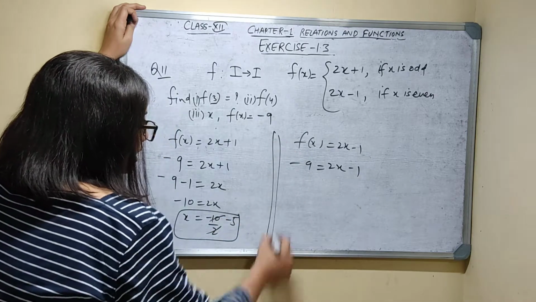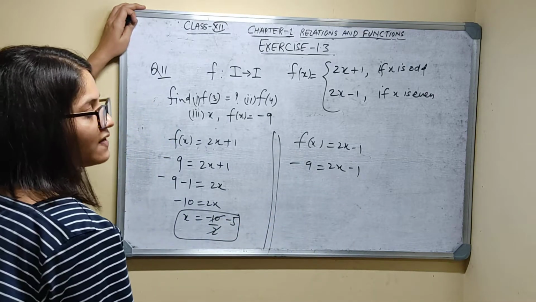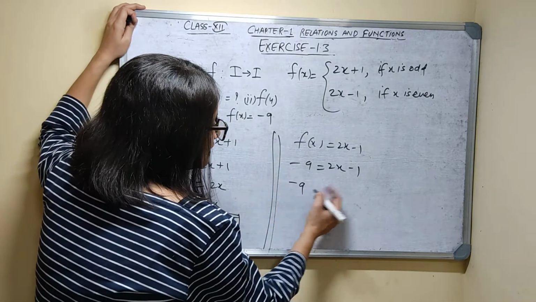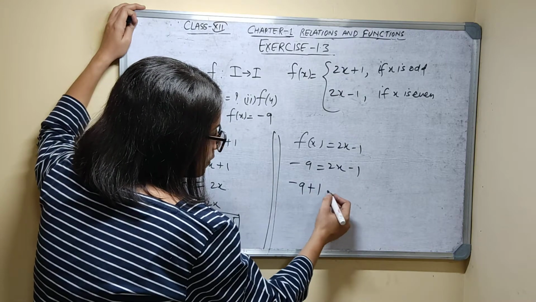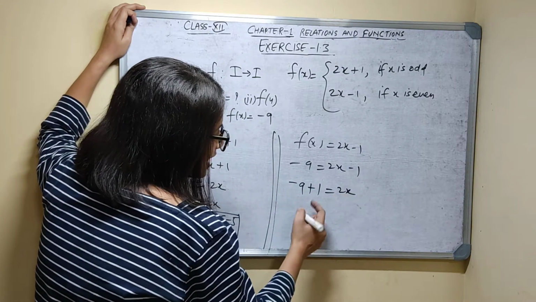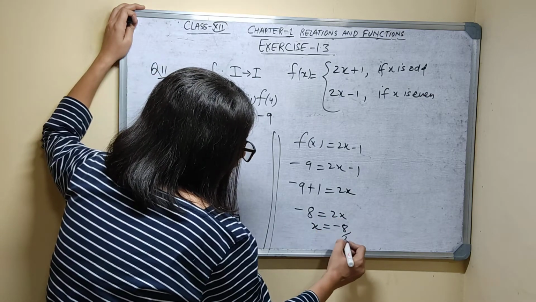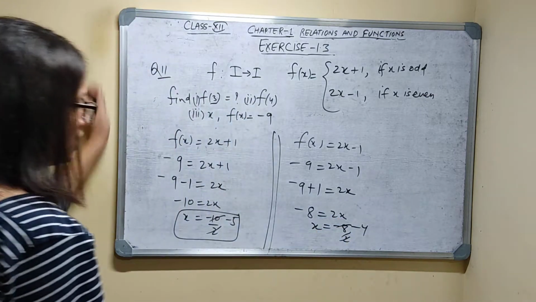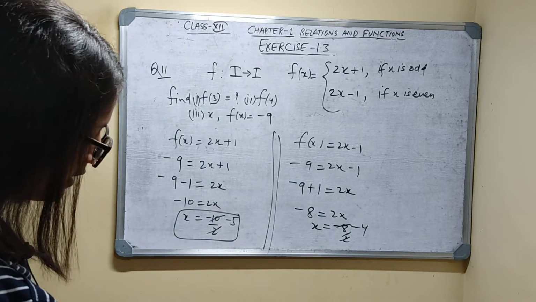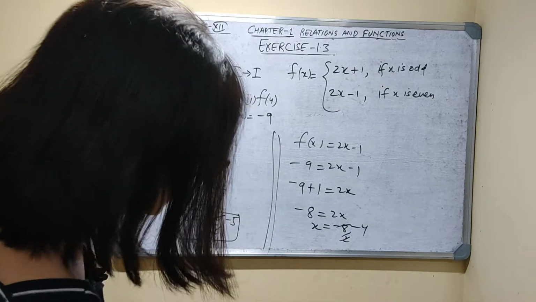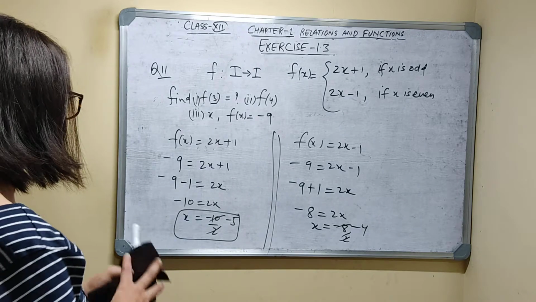Is it clear? Now minus 9 is equal to 2x minus 1. So this minus 1 will come this side, plus 1. Minus 9 plus 1, that is minus 8, is equal to 2x. So x value is minus 8 by 2, that is minus 4. So one value will be minus 5 and one value will be minus 4. This is the answer. Now question number 12.